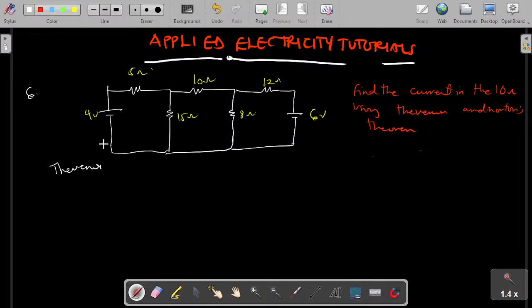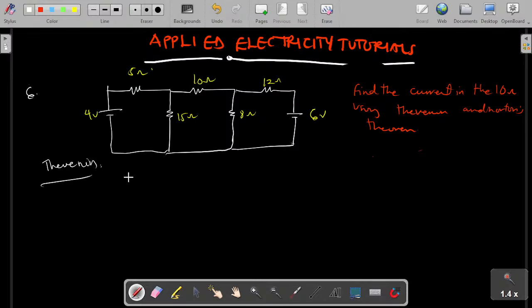So Thevenin. What is Thevenin saying? Thevenin is saying that whenever you have a resistor in an electrical network and you want to find the current through that particular resistor, the first thing to do is take away that resistor. And when you take it away, you create an open circuit.